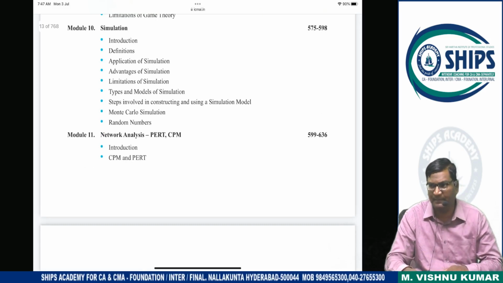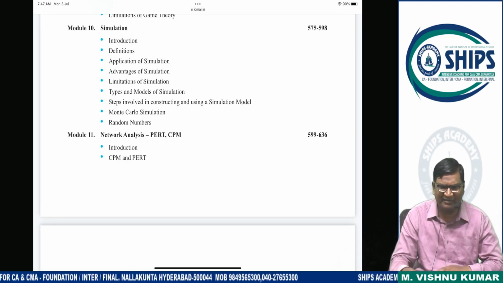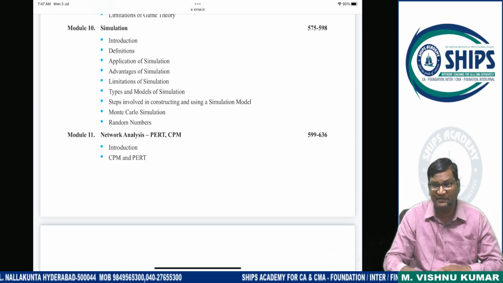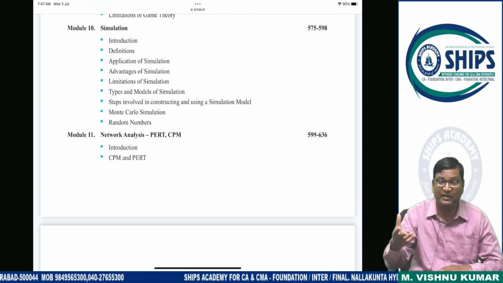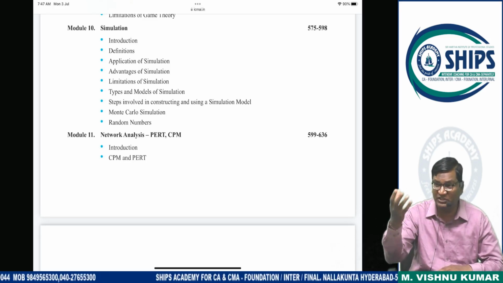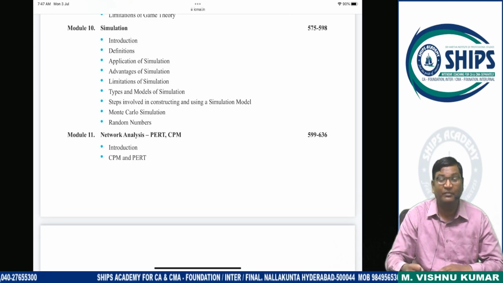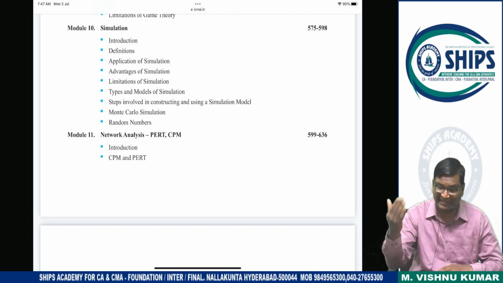Next is simulation. Simulation means what? Generally this topic was there at intermediate level. Simulation means it is a prototype system. Before handling the actual situation, we will develop a prototype system. Before handling an actual system, we will develop a prototype system.